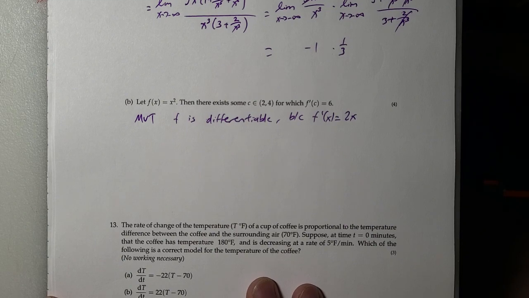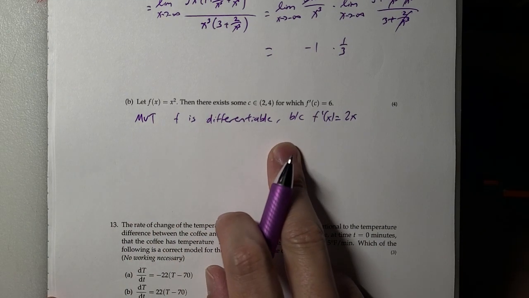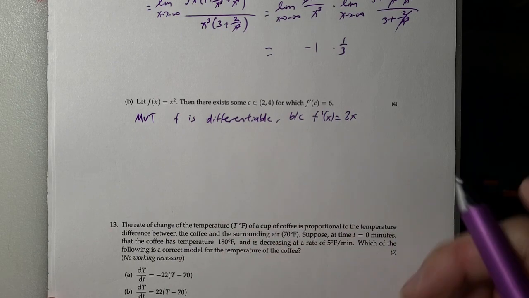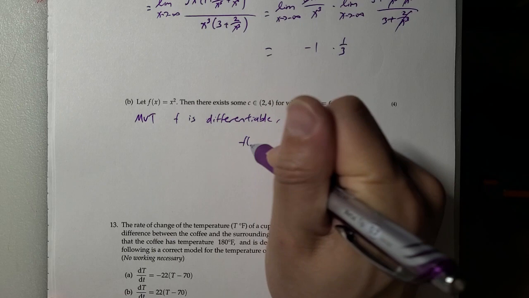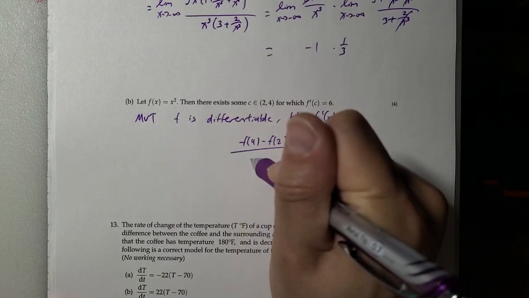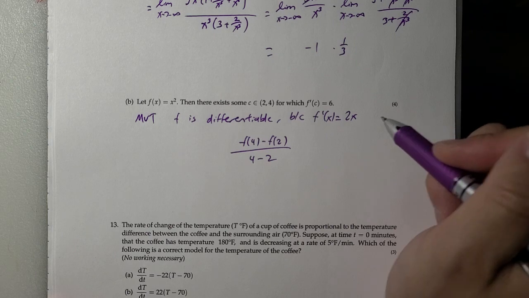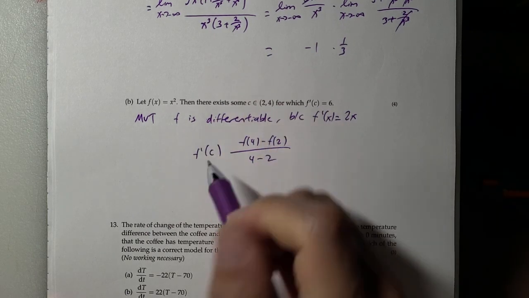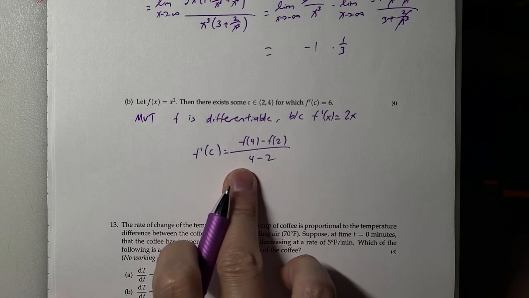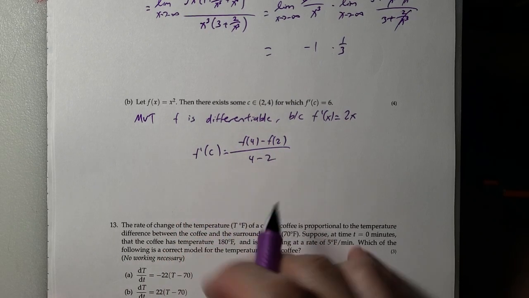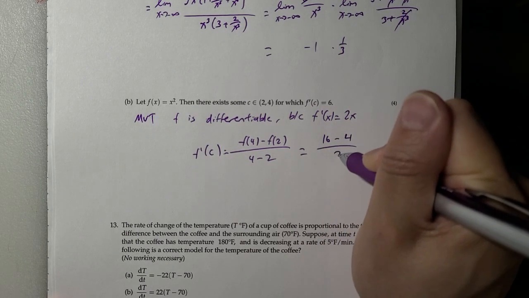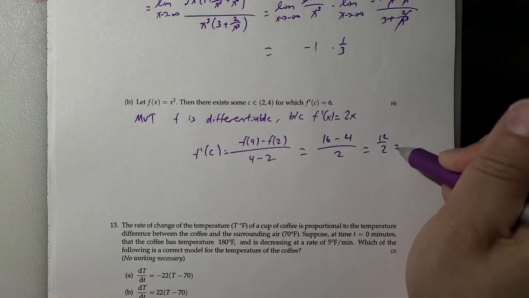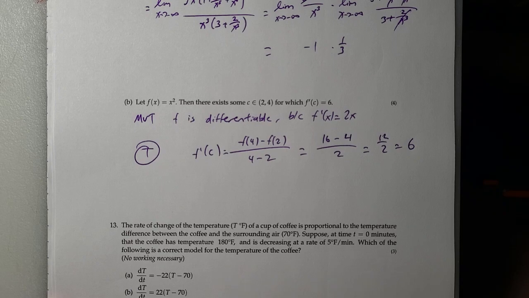So f is differentiable. Because of that, we know that the mean value theorem says there's some value c which equals f of 4 minus f of 2 over 4 minus 2. That's what the mean value theorem says. f of 4 is 16, minus f of 2 is 4, over 2. So that is just 12 over 2, which equals 6. So this is true. We just use the mean value theorem.